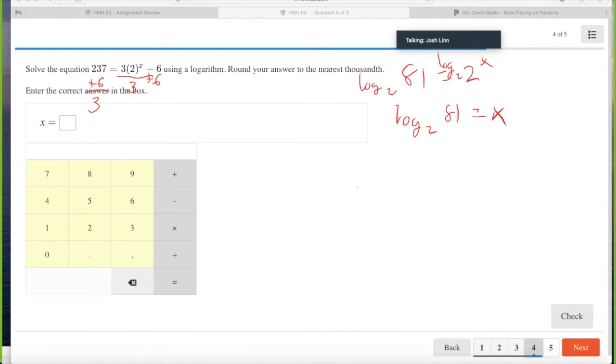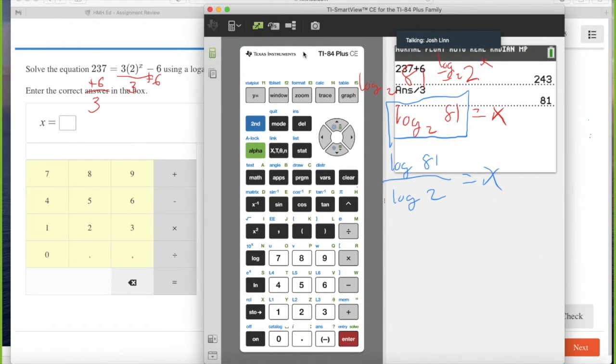So now that we got this, my calculator can't handle that. Cool, no problem, because our properties tell us that all of this is equal to common log of 81 over common log of 2, or log base 10, whatever you want to call it. So now we're going to plug that into our calculator.